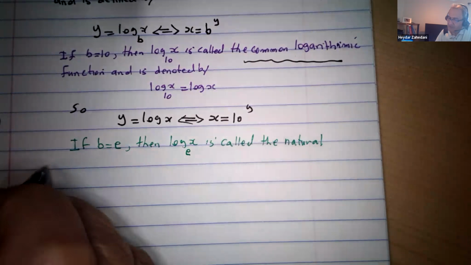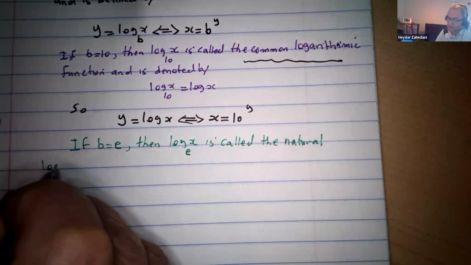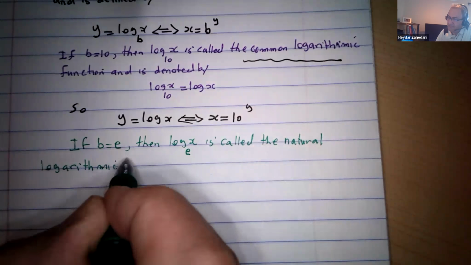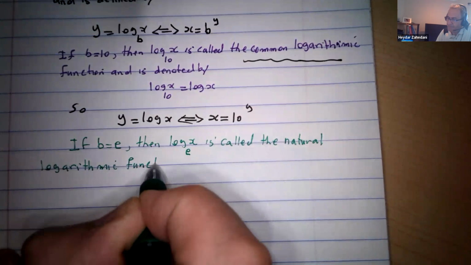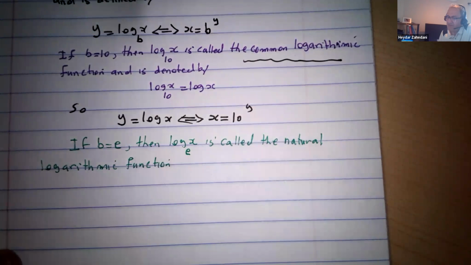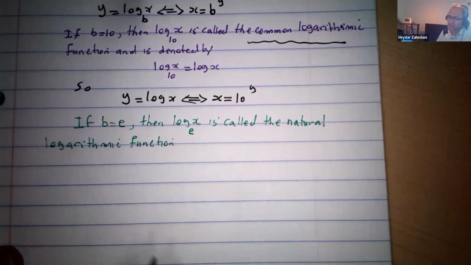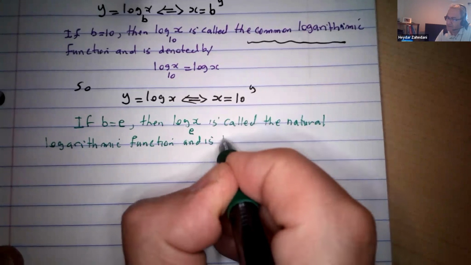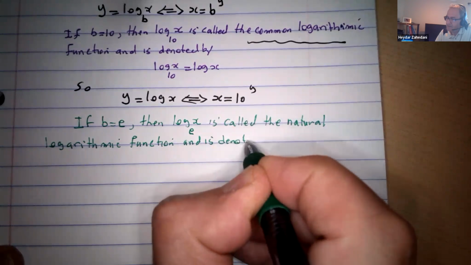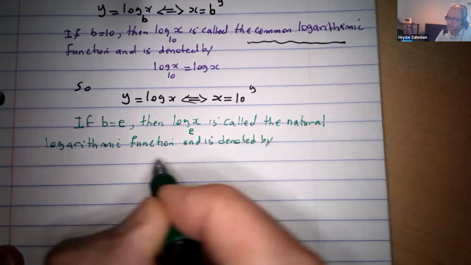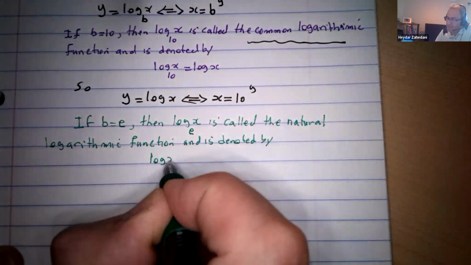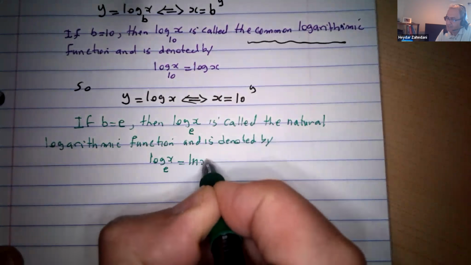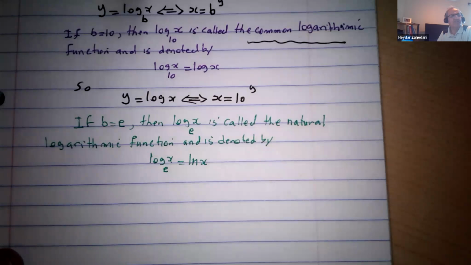We get the natural log function, the logarithmic function. And we have a special notation for it, okay? It is denoted by the log of x at base e. We simply write ln x, the natural log of x.